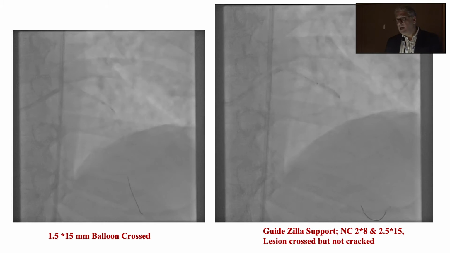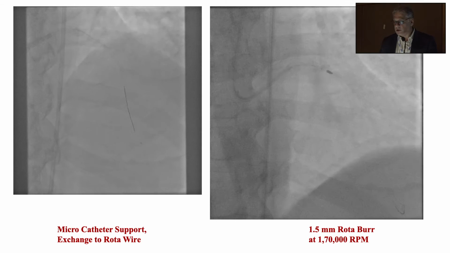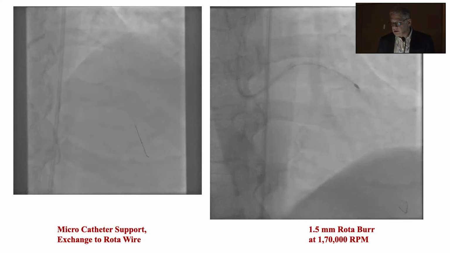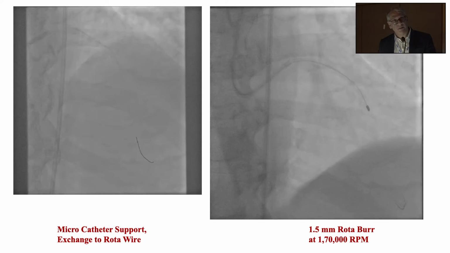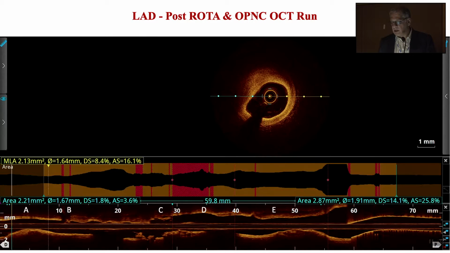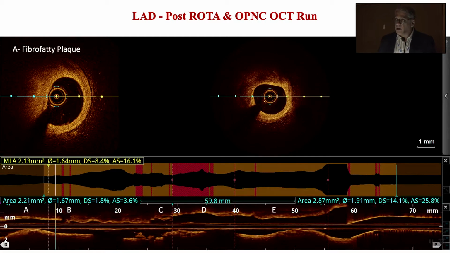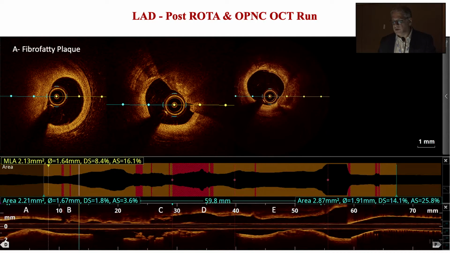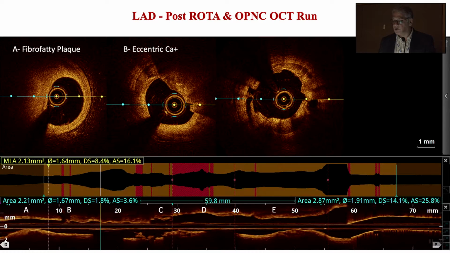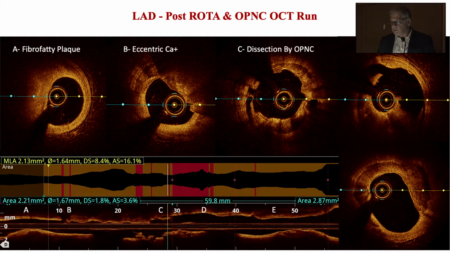I had to use GuideLiner support for this, but the lesion just wouldn't yield. So since it's not balloon expandable, this calls for a change in strategy, which was rotablation in this scenario. So a 1.5 millimeter burr, and then expand the lesion. And then we did an OCT, which showed a mixture of various pathologies: fibrofatty plaque, eccentric calcification, dissection induced by the balloon dilatation as well as an intramural hematoma.